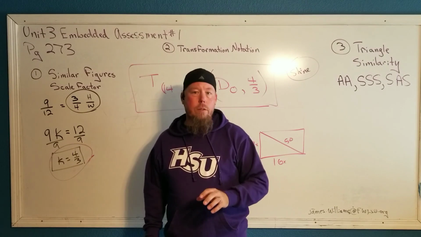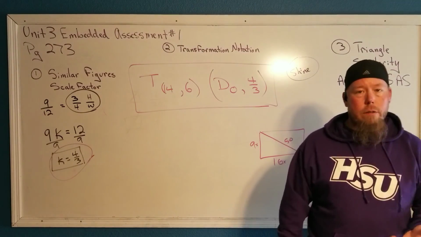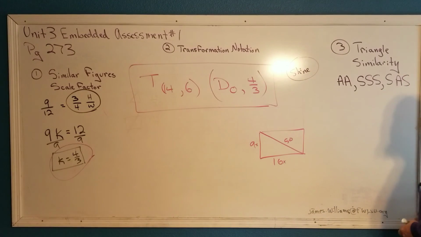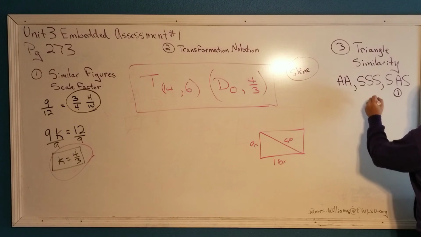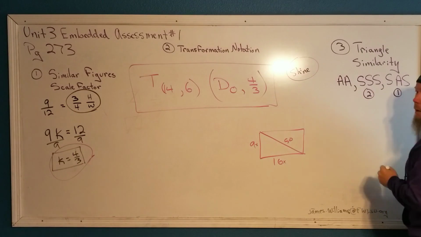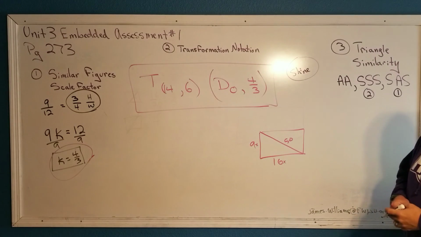So what number 3 is asking you to do is look at that picture and figure out how you could justify that those two triangles are similar. Notice what they give us: the right angles. So they give us one angle. We could use this, given that we have the right angle, so this is option 1. We could also use this one. Both of these would work.